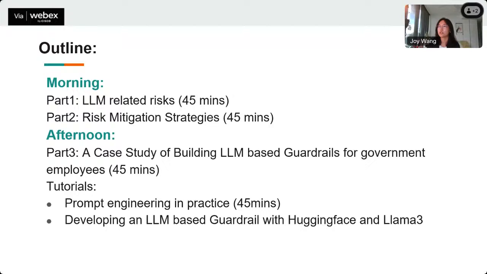The outline for today is, in the morning, we will have two parts. In the first part, I will introduce the large language model related risks, and also the risk mitigation strategies. In the afternoon, I will share a case study where I'm developing a large language model based guardrail for government employees. After that, we will do the hands-on section. We will practice how we can effectively use prompt engineering techniques, and also we will try to develop a large language model based guardrail with Hugging Face and the Llama 3 model.